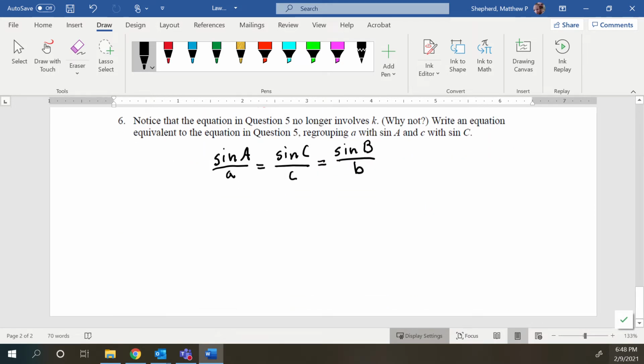Okay, so this relationship right here, that if I take sine of an angle divided by the opposite side, it should be equal to the sine of another angle divided by its opposite side. We can use this relationship to find missing angles or missing sides. There is one other way to write this relationship.